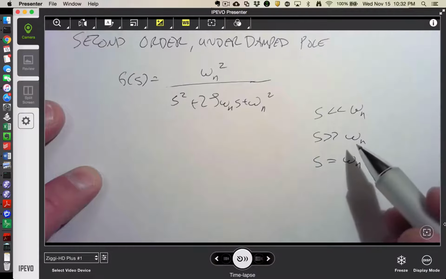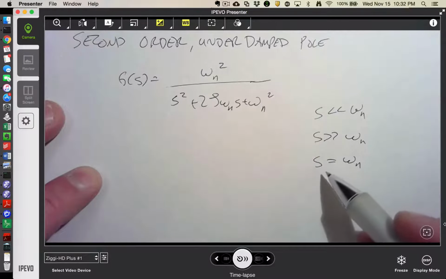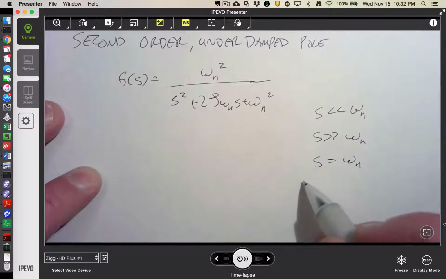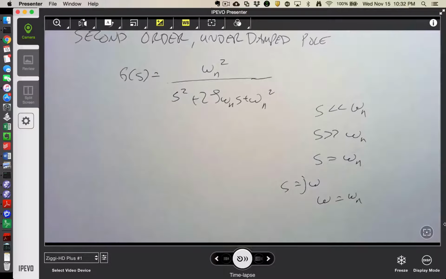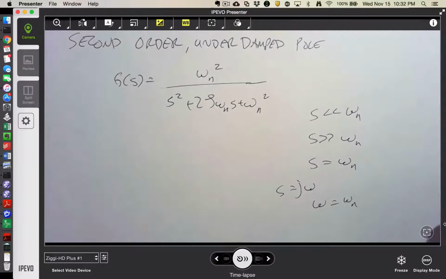When I say omega equal to omega n, I'm talking about s equal to j omega, where omega is equal to omega n. When I say second order underdamped pole, I'm not overly concerned with overdamped or critically damped, because those are actually cases of 2 first order poles multiplied together. So that's not a big deal. We already know how to handle first order poles. Handling 2 of them is nothing special.